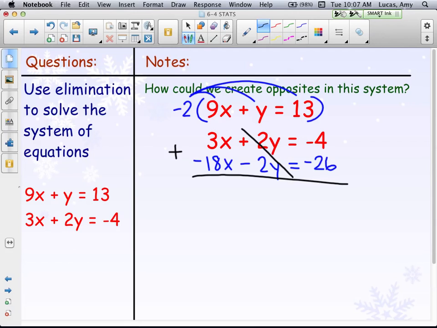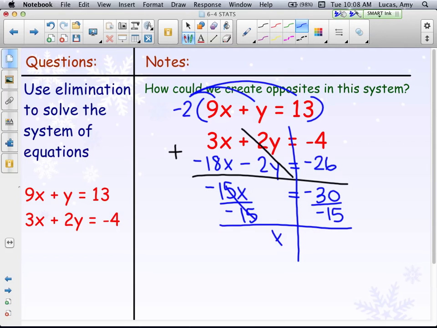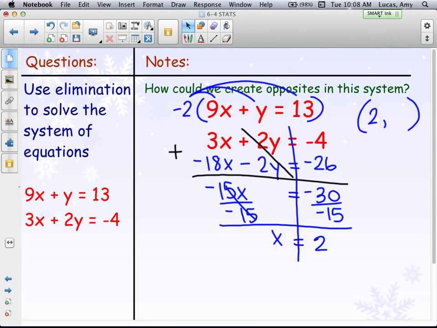So now 2y and negative 2y would eliminate. 3x plus negative 18x is negative 15x, and negative 4 plus negative 26 is negative 30. Dividing by negative 15 gives me x equals 2. So on this system, I have found the x coordinate first. My x coordinate is 2.